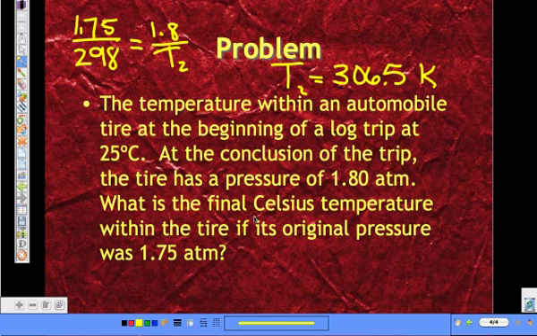Right. It says find the Celsius temperature. So we need to do one more thing. How would we change Kelvin back to Celsius? Subtract 273, right. And we should get something higher than 25. 33.5 degrees Celsius.